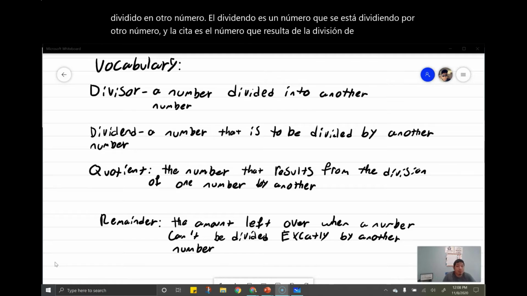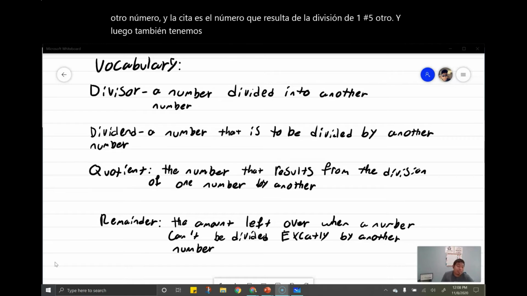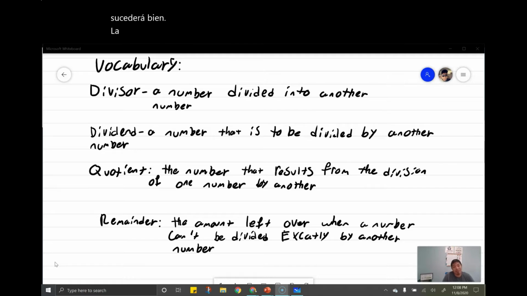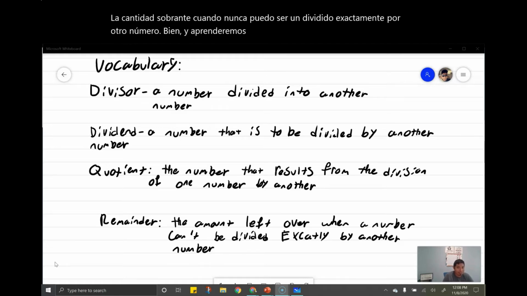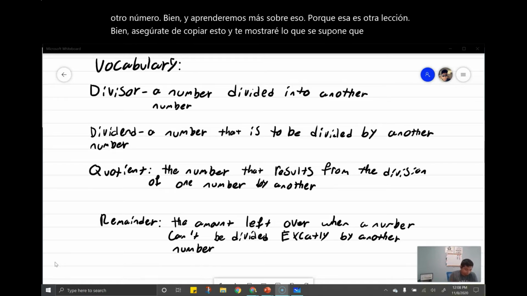And then we also have the remainder, okay? So that sometimes will happen, sometimes it won't happen, okay? The amount left over when a number can't be divided exactly by another number, okay? And we'll learn more about that because that's a whole other lesson, okay? So make sure you copy this down and I'll show you what it's supposed to look like, okay? So I'll give you a few more minutes.